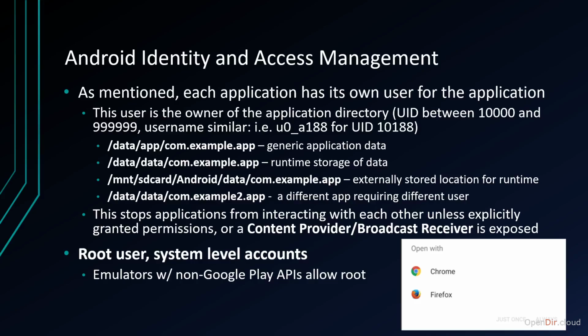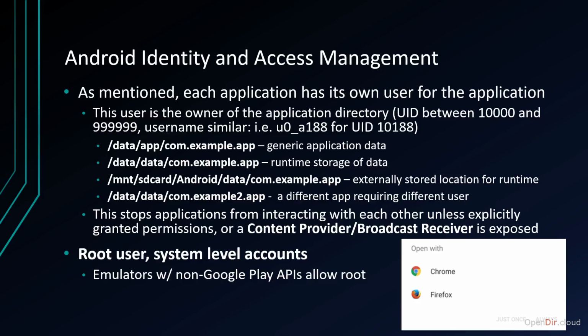Now, those directories would also correspond with example2.app accordingly, but they would be owned by the same application user who corresponds to example2.app. So because every single application is assigned its own directory with its own user account that's the owner of that directory, it stops applications from interacting with each other unless explicitly granted permissions. And how a developer usually will grant permissions to an application to share some data is either through a content provider or a broadcast receiver.